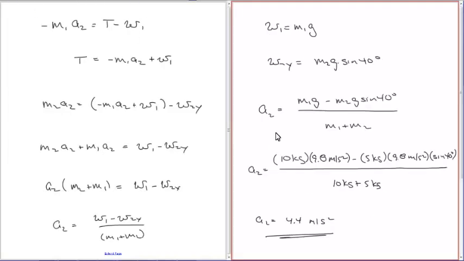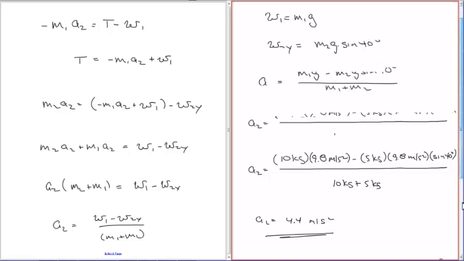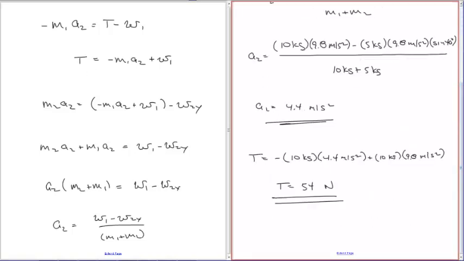Before we do that though, W2y is equal to m2 g sine of 40 degrees. So we have m2 g sine of 40 degrees, m1 g, and then we divide by the mass, and we get an acceleration of 4.4 meters per second squared. So that's the acceleration, and then we can go back to this equation and solve for T by plugging in the numbers. We get 54 newtons, and those are the correct answers.